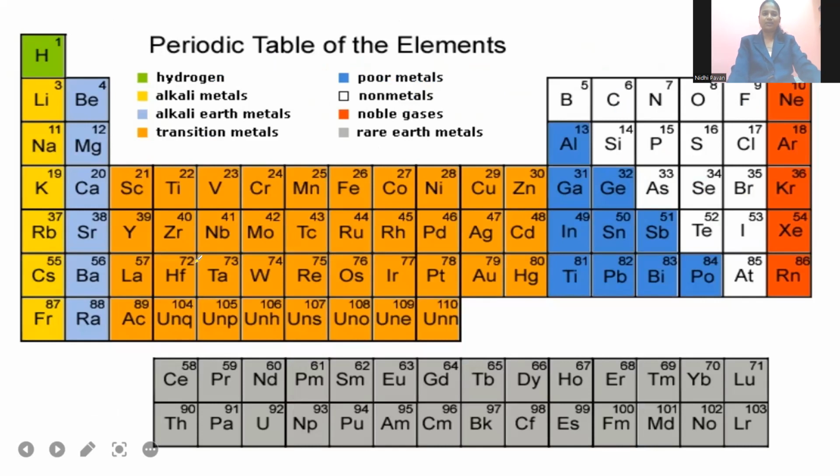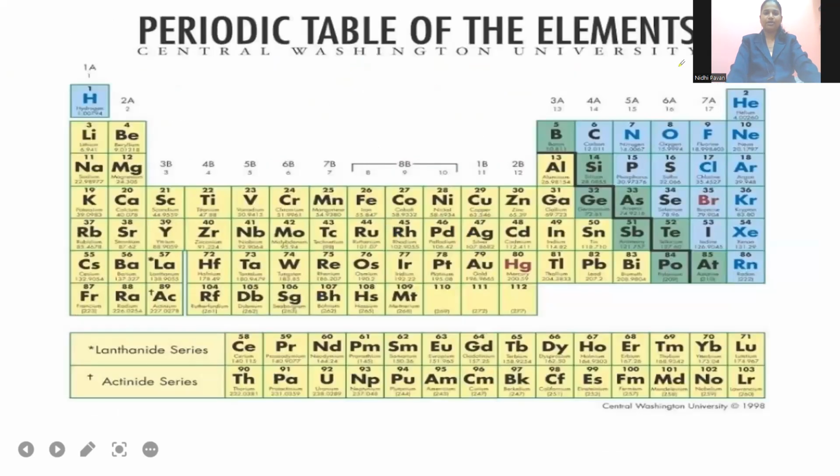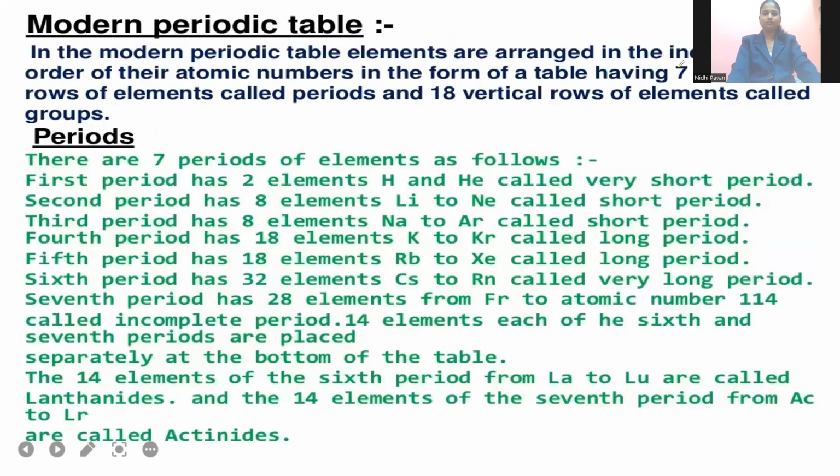Here hydrogen is mentioned, the yellow color is alkali metals, blue color is alkaline earth metals, then transition metals, and the numbers written here indicate the atomic number. In the modern periodic table, the elements are arranged in the increasing order of their atomic number in the form of a table of 7 horizontal rows, which are called periods, and 18 columns, which are called groups.